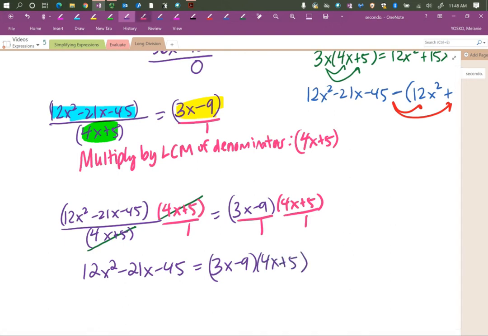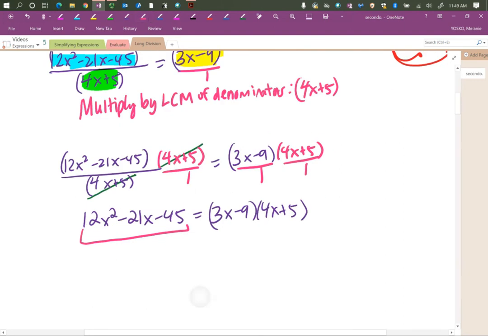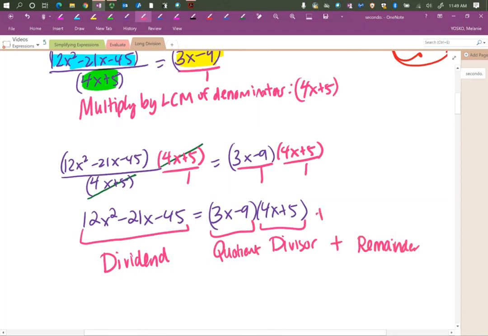Okay, so I'm going to label the pieces again for you. I did this at the beginning; let's do it again. This part right here is called the dividend. I flipped the order, but I divided by this one, so this one is the divisor. And this piece is called the quotient. And then sometimes you see plus the remainder. Well, in our example, our remainder was 0. Okay, so let's see if we did this right.